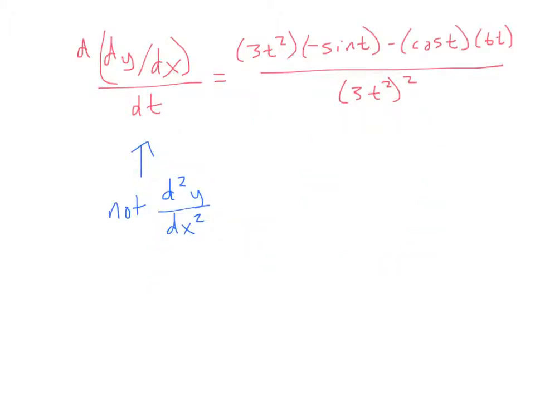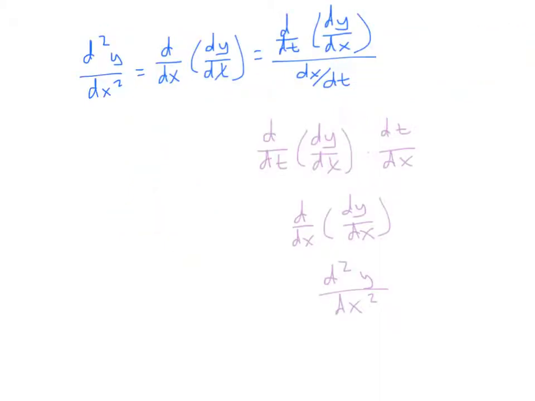Because when we take the derivative of dy/dx parametrically, we're taking it with respect to t. So really, when we take the derivative of dy/dx, it's d/dt of dy/dx. So that is not the same thing as the second derivative of y of x. So we have to do it a different way.